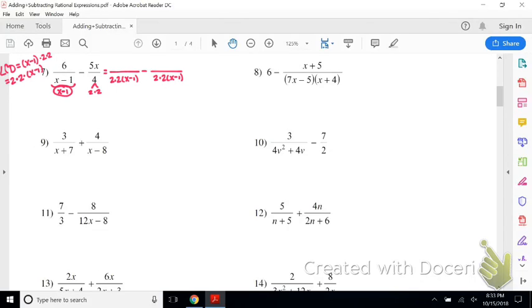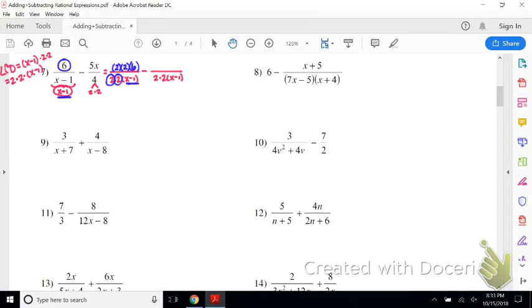And then remember your first fraction here had a numerator that was 6. And it had the denominator x minus 1. So what did we multiply that x minus 1 by? A 2 and a 2. So I'm going to multiply the 6 by a 2 and a 2.